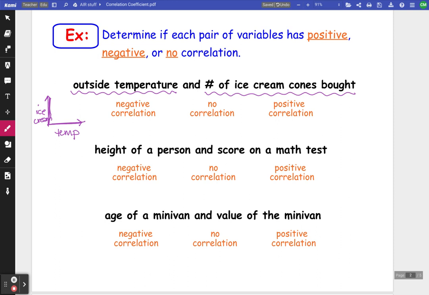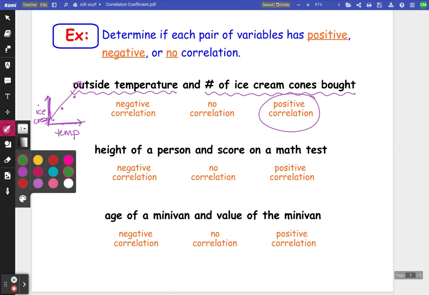So if I start out with a low temperature, I probably am not selling much ice cream. But if I go down here to a higher temperature, I'm probably selling more. And here, there's more. So as the temperature goes up, the ice cream cones go up. And because that's a positive slope, that's a positive correlation.